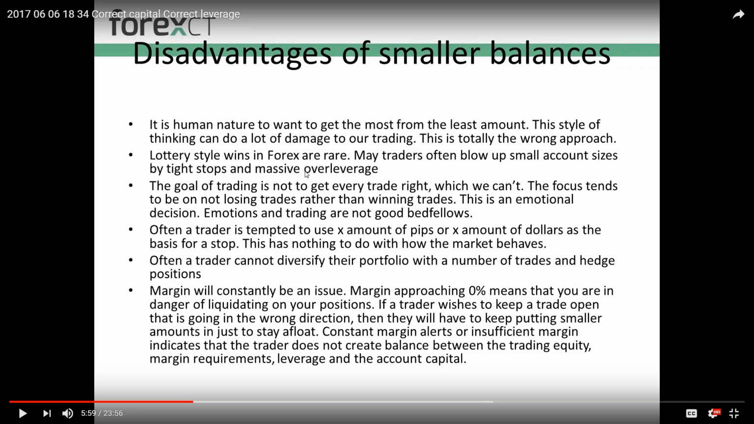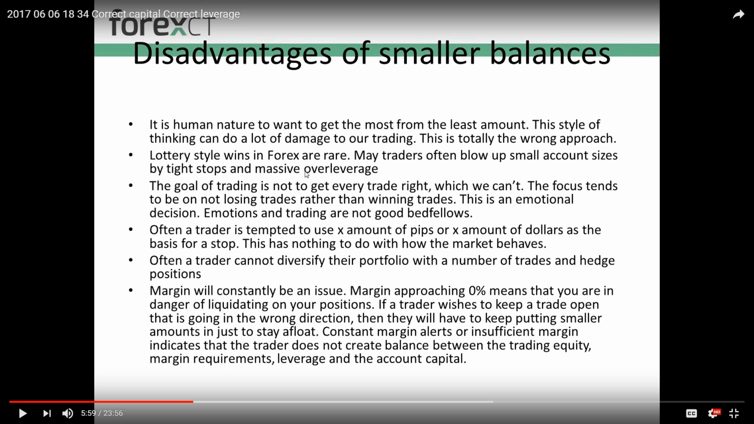When you have a smaller balance, often you'll be tempted to use X amount of pips or X amount of dollars as a basis for a stop. Now, an arbitrary figure like that has nothing to do with how the market behaves. When you have a larger balance, often you can diversify your portfolio with a number of trades and hedge positions in the market. But with a smaller balance, you're going to find that actually quite hard.